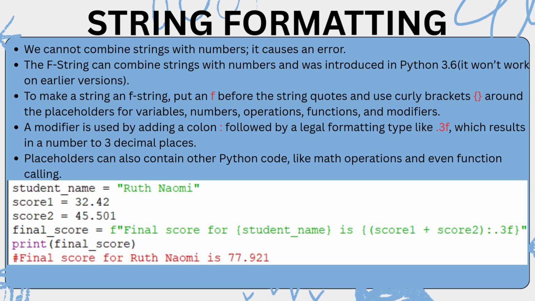quotes. And if I print that variable out, it gives me final score for Ruth Naomi is 77.921. So string formatting makes printing out strings, putting in values from variables, so much easier. And it's my favorite and probably the most efficient way to print out strings. Still adding in stuff from variables and different additions and stuff. So string formatting using the F string is it for me.